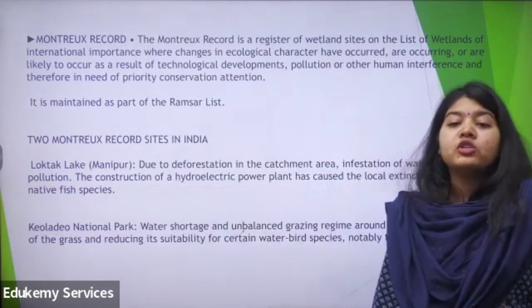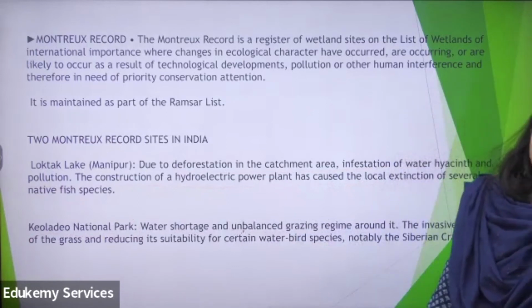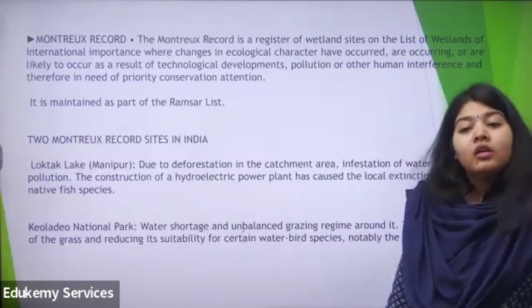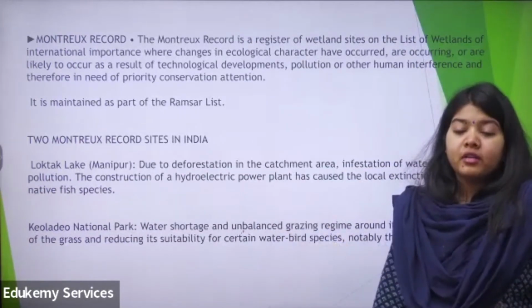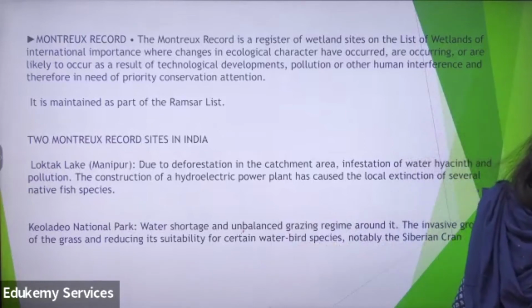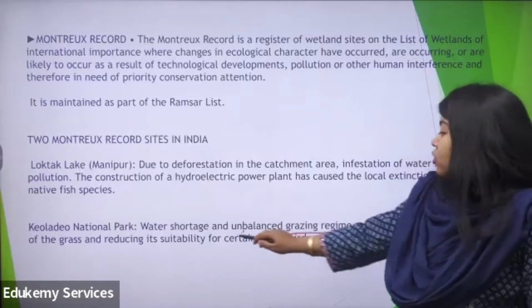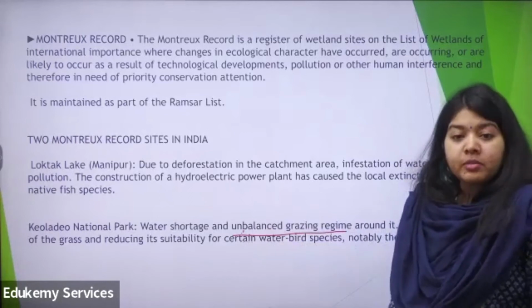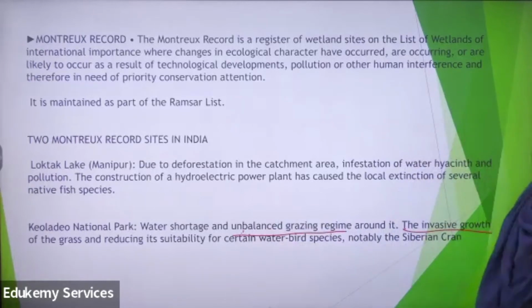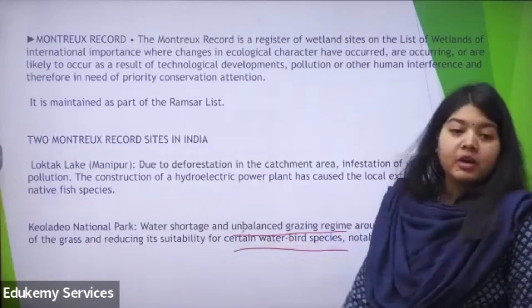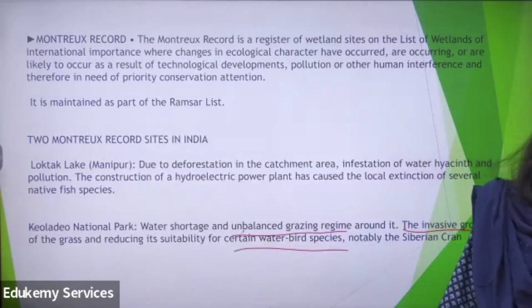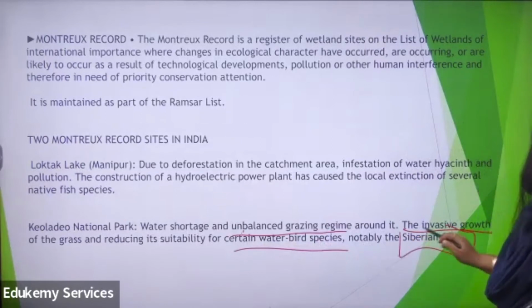Try to remember the food chain. If I do not have carnivores, will the population of herbivores expand? Explosion of the herbivore population has resulted in an unbalanced grazing regime in this region, the invasive growth of the grass, and reducing its suitability for water bird species. These are the reasons, especially for the Siberian crane. It is responsible for the deterioration of this national park.